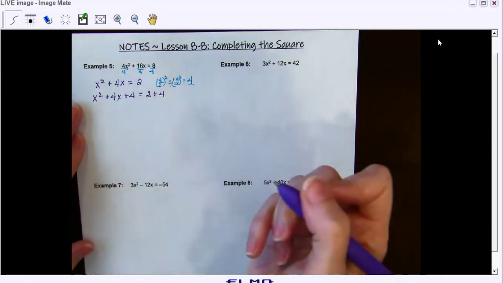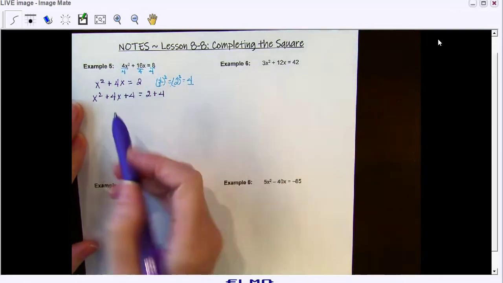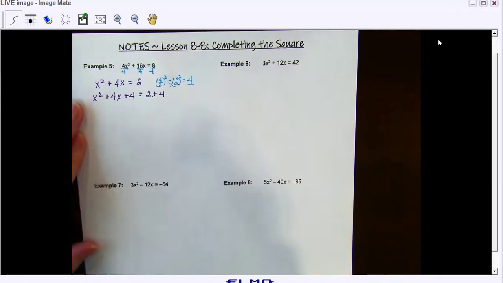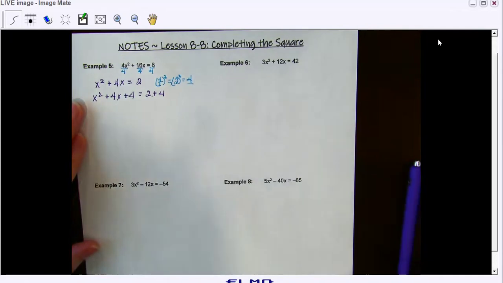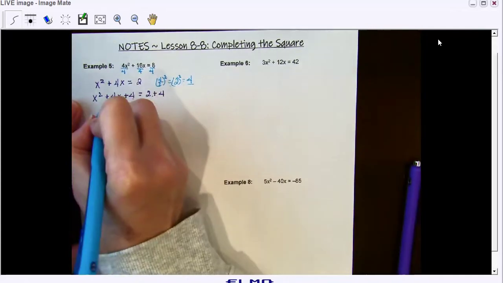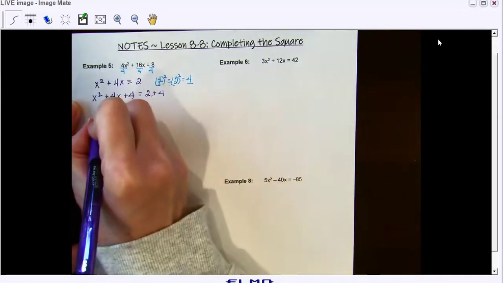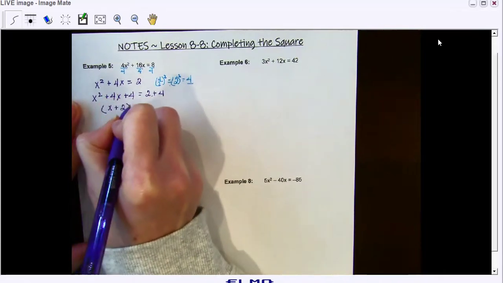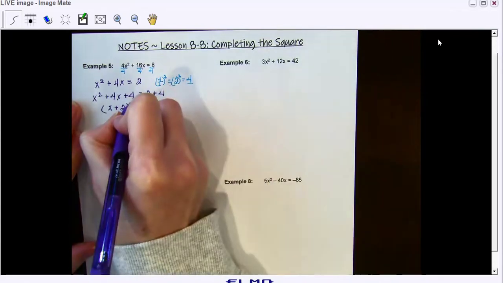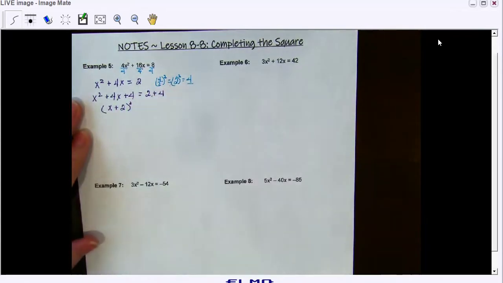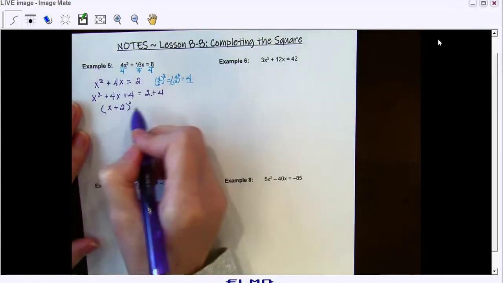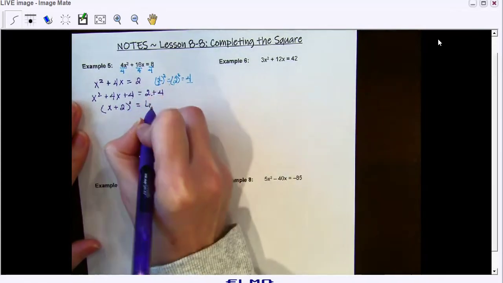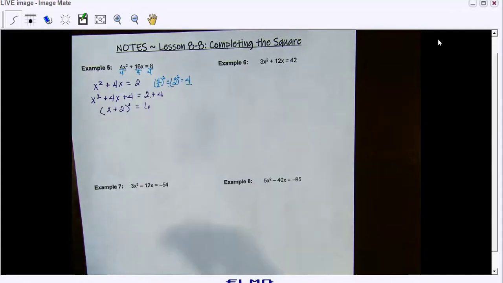All right. The next step says to factor out this trinomial and add this side. So hopefully you're starting to get the hang of how we're doing this. This becomes x plus 2. And I'm just going to skip that one step where we do x plus 2 times x plus 2. I know that it's going to be squared. And this equals 6.